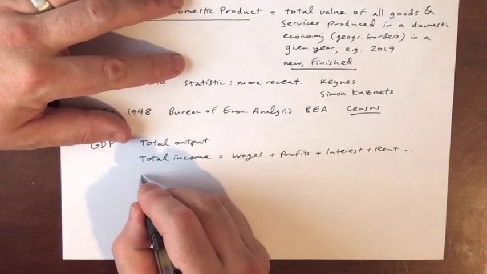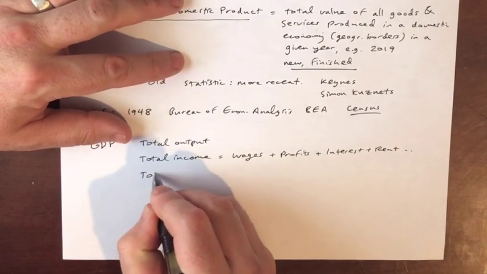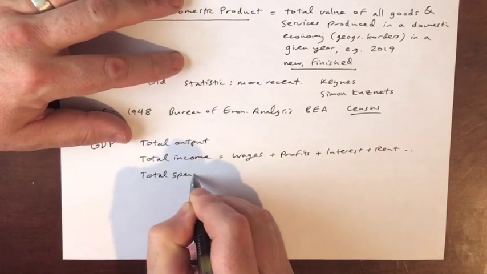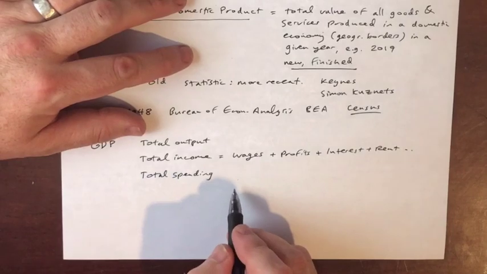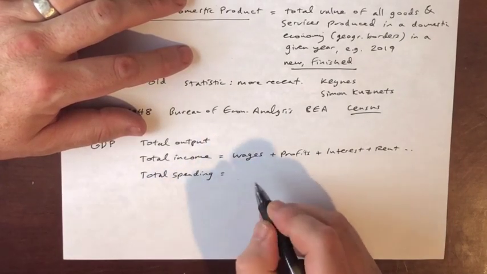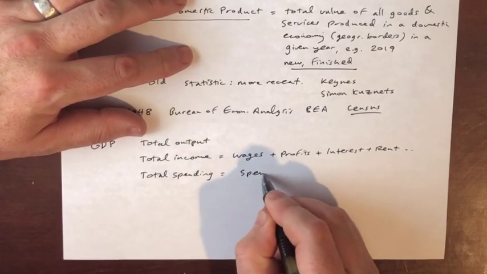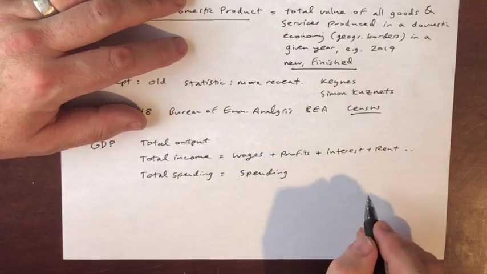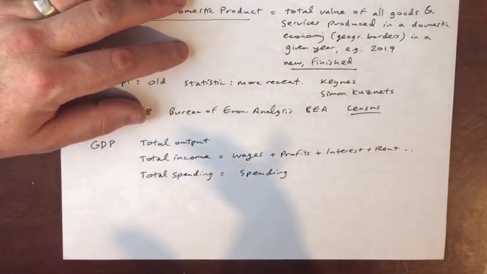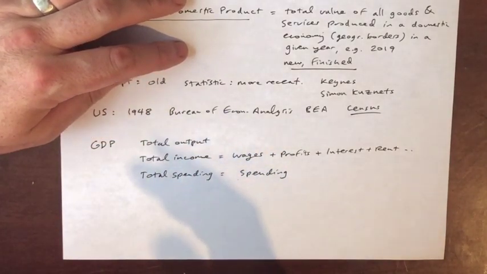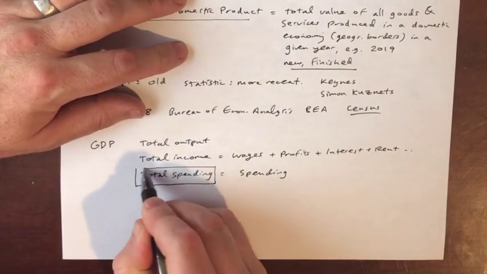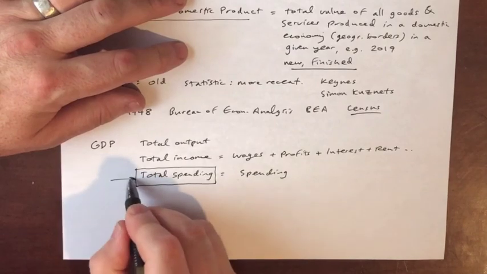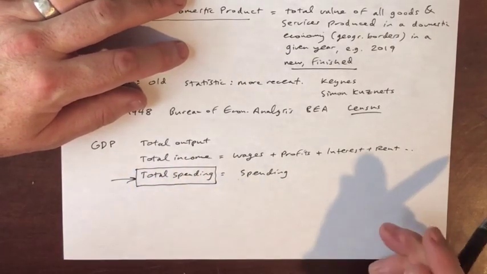And finally, the one that's the most influential is called the total spending approach. All right, so with the total spending approach, we're going to divide the GDP into these categories of spending. And this is the dominant way of looking at GDP. Okay, most of the time in this course, we are going to focus on a total spending approach.